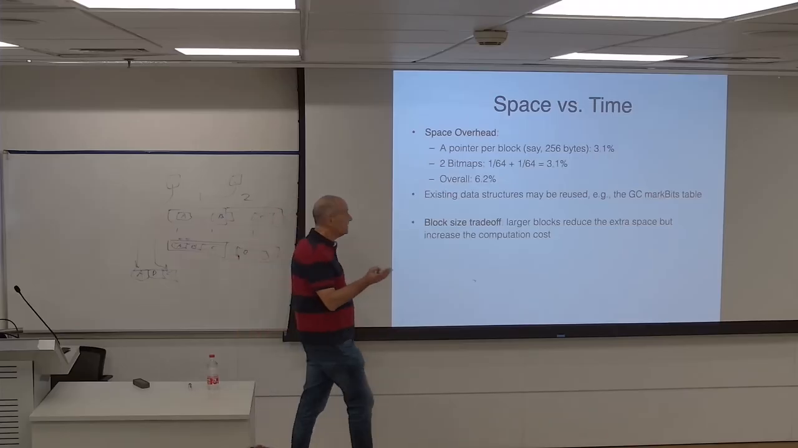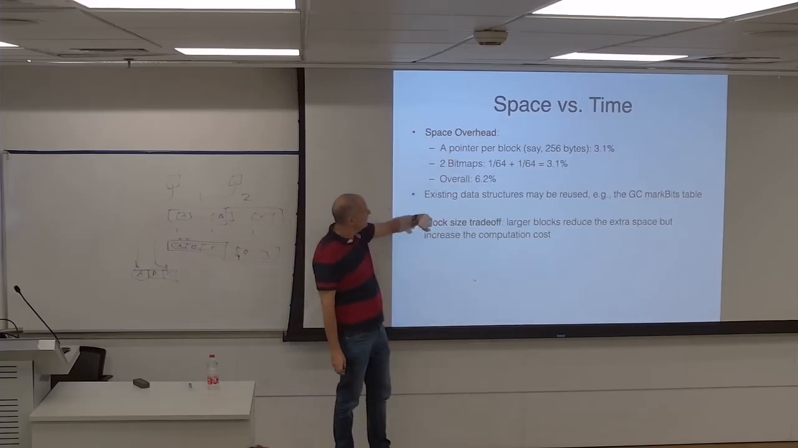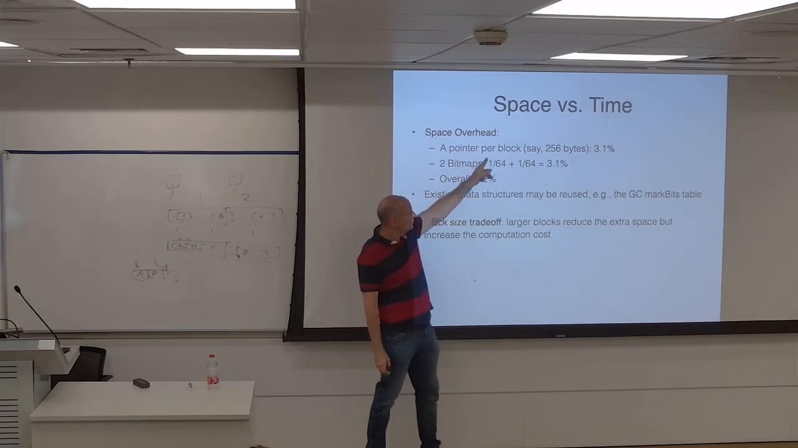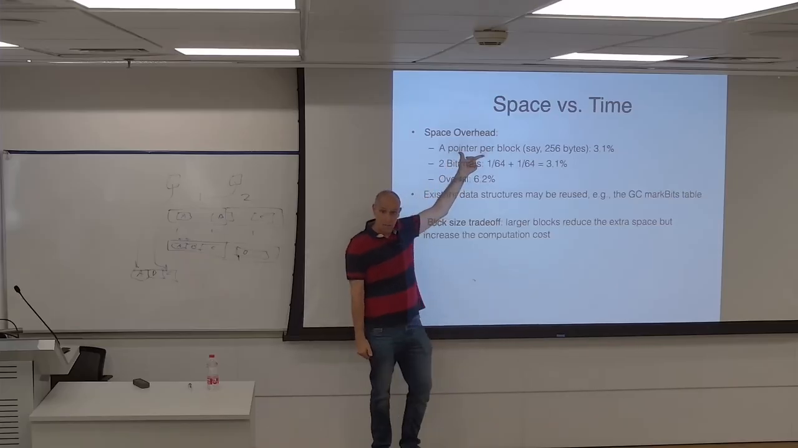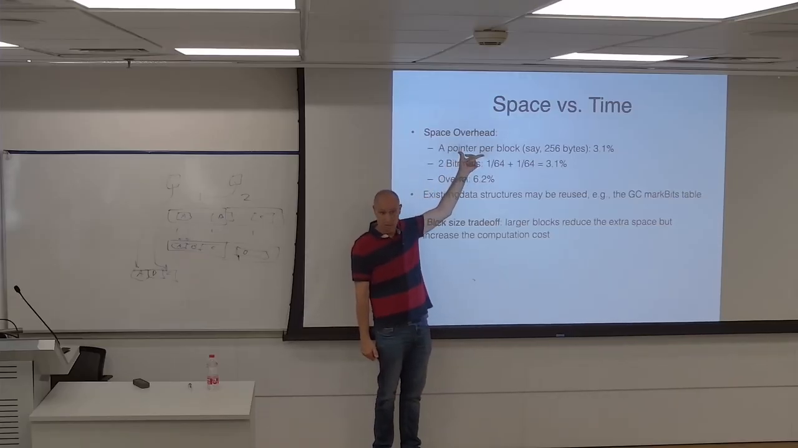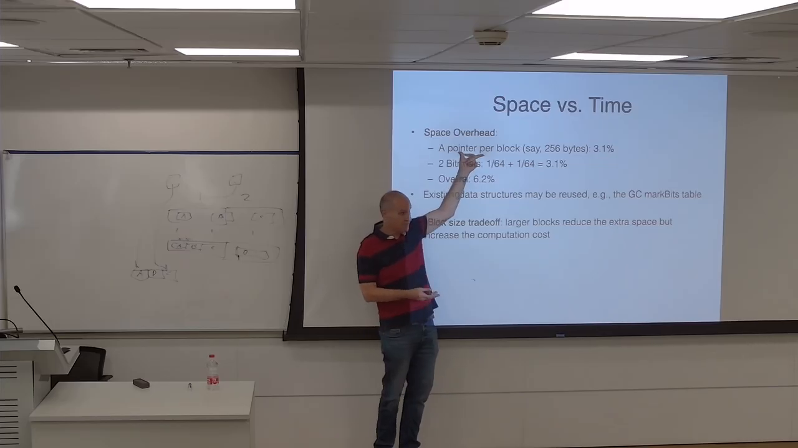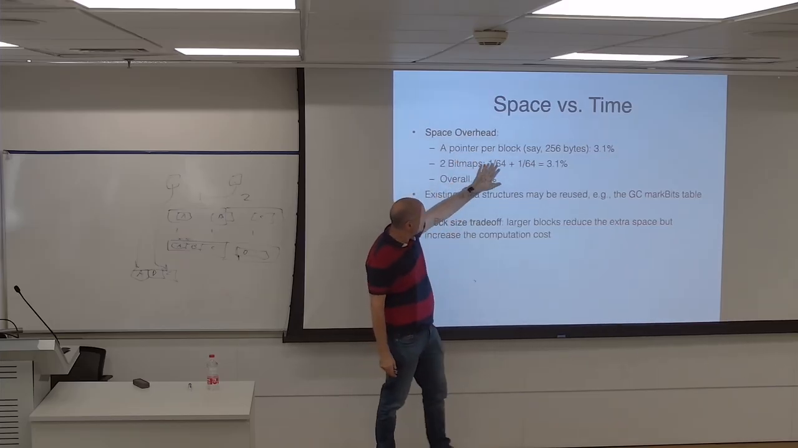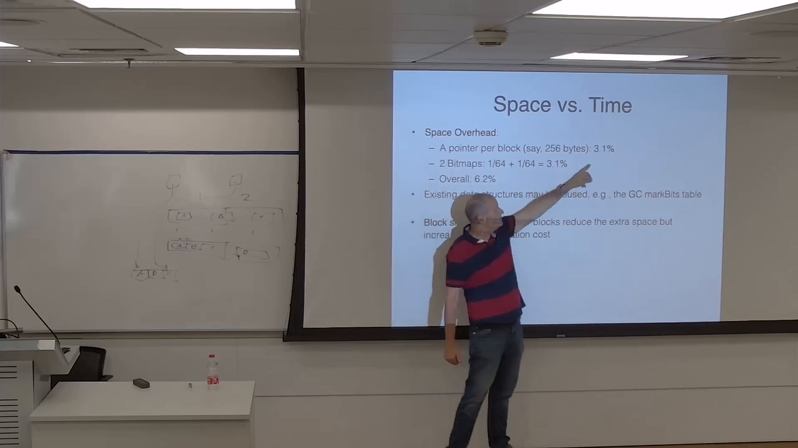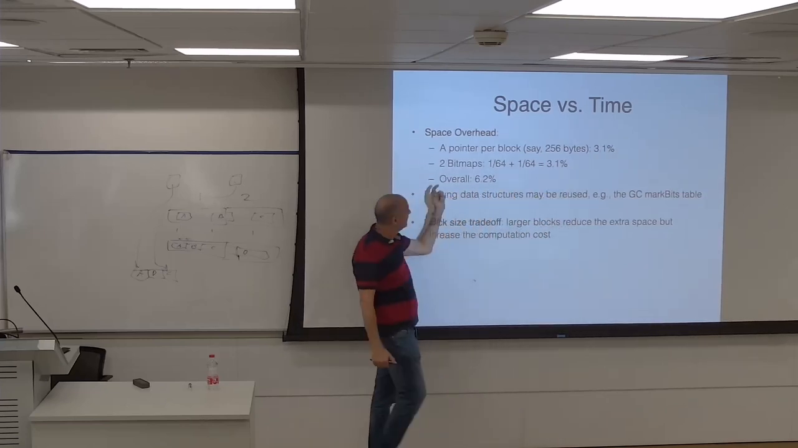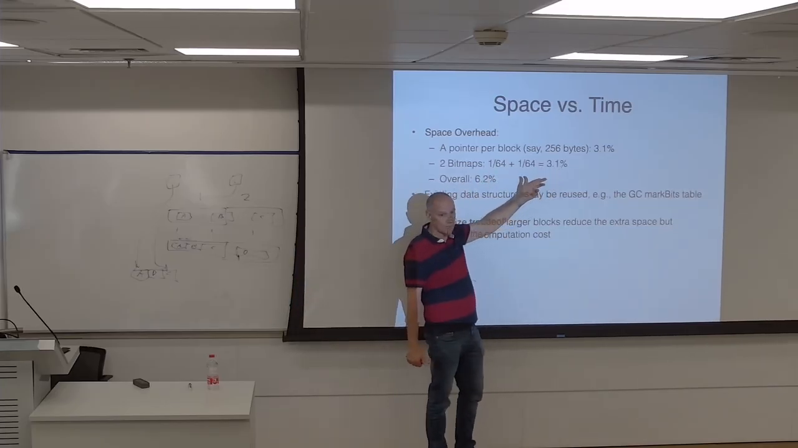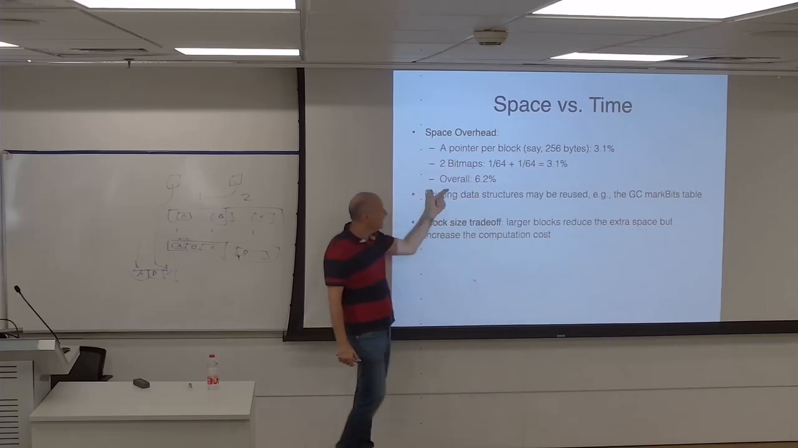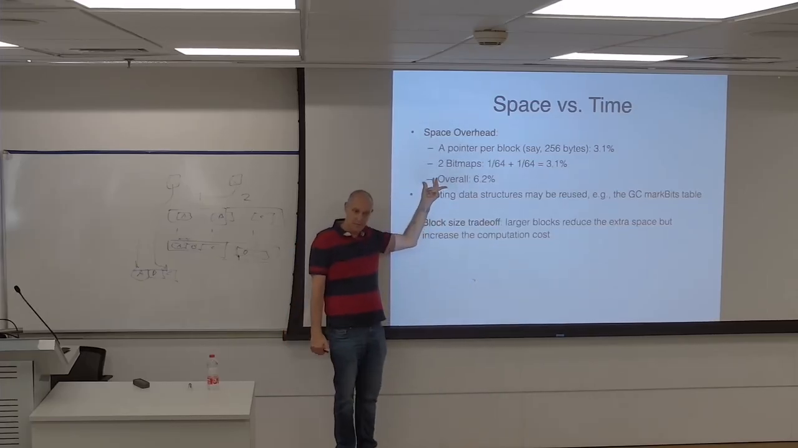And like you already said, it's a space versus time overhead. The space overhead is a pointer per block. If I do small blocks, then I'll have lots of these. If I have large blocks, I'll have few of these. So they used 256, and that gives them 3.1%. The two bitmaps, each of them is 1 over 64. Both of them are 3.1%. So overall, it was 6% overhead for all these structures.